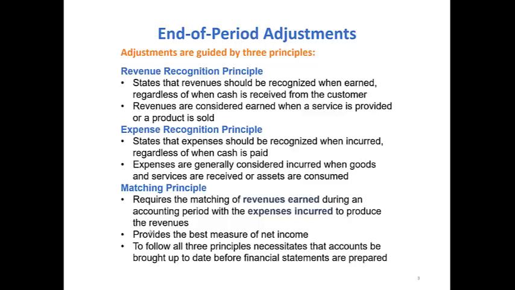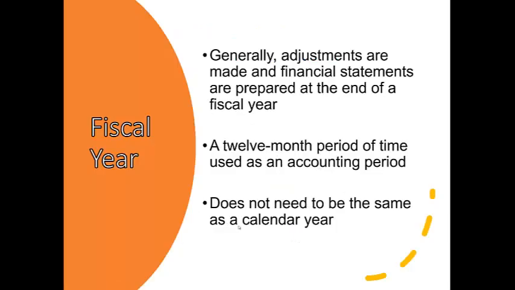And it's so important to get those adjusting entries done before we prepare our financial statements so that they will be correct. We can prepare the financial statements monthly, quarterly, or at the end of the fiscal year. The fiscal year is a 12-month period of time used as an accounting period. It doesn't have to be the calendar year. So it doesn't have to go from January to December. Our fiscal year here at the school runs from July 1st to June 30th. So it can be any 12-month period.